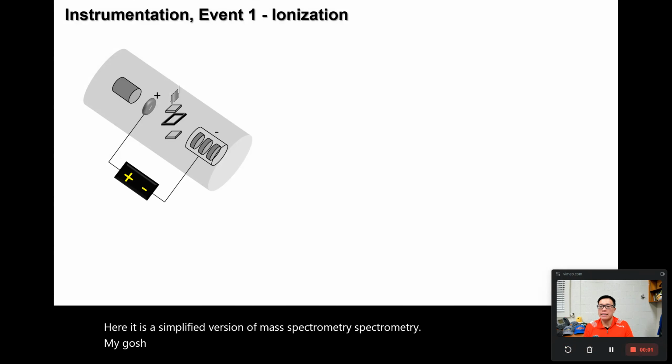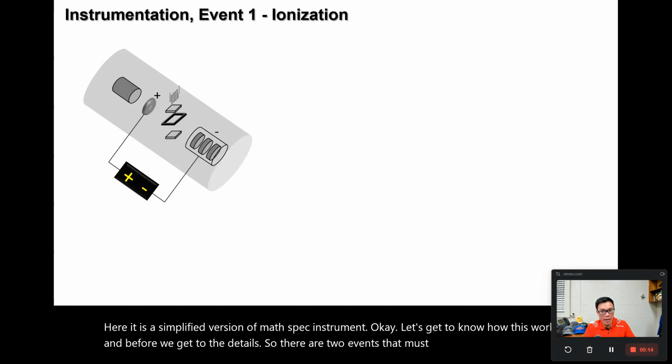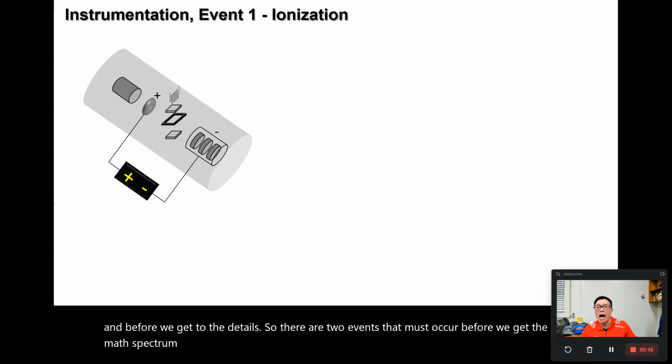Here it is, a simplified version of a mass spec instrument. Okay, all right, let's get to know how this works. Before we get to the details, there are two events that must occur before we get the mass spectrum. These two events are ionization, and the second event, on the next slide, we call fragmentation. Okay, all right, let's get started. So how does this thing work?